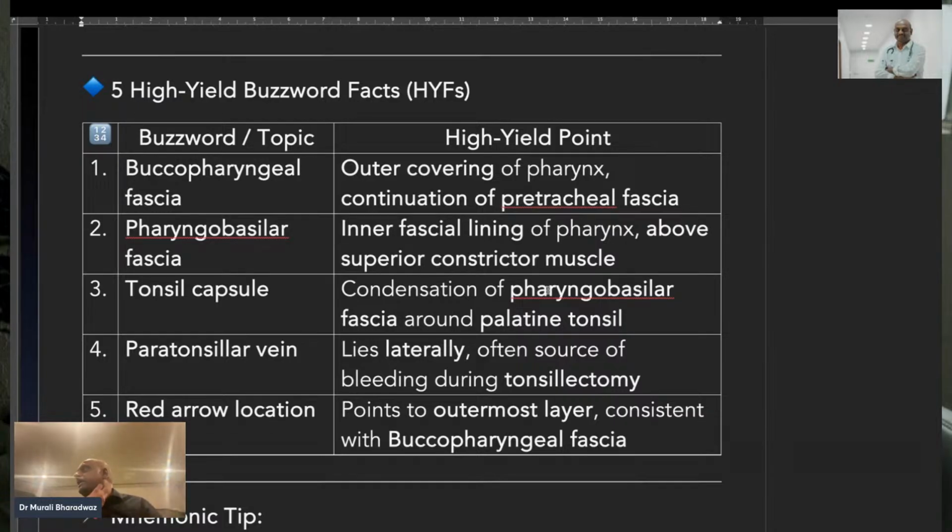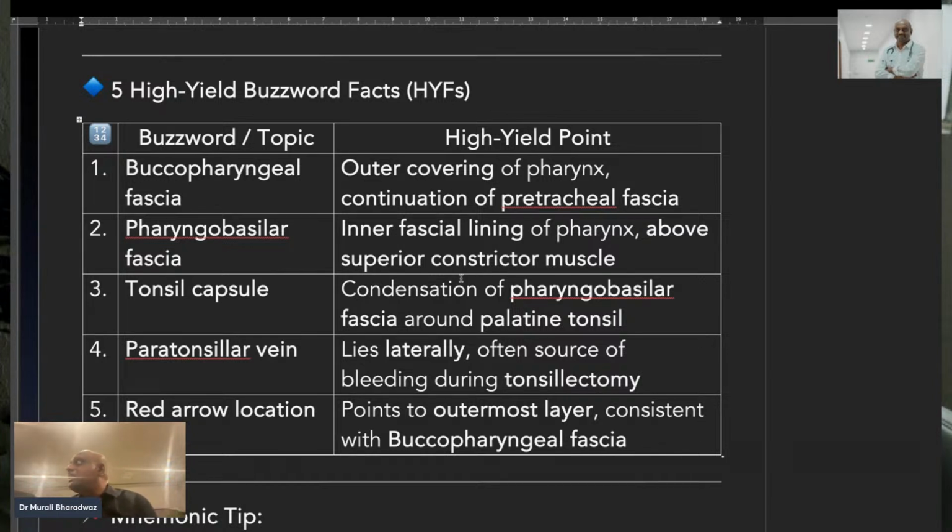Right? So if you look at a tonsil, the fascia which is surrounding the tonsil is nothing but the tonsillar capsule, which is the condensation of the pharyngobasilar fascia around the palatine tonsil, right? And the buccopharyngeal fascia is present as an outer covering of the pharynx. Then the pharyngobasilar fascia is based on the skull base. It is the inner fascial lining of the pharynx, above the superior constrictor muscle.